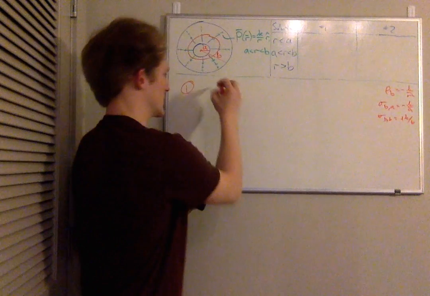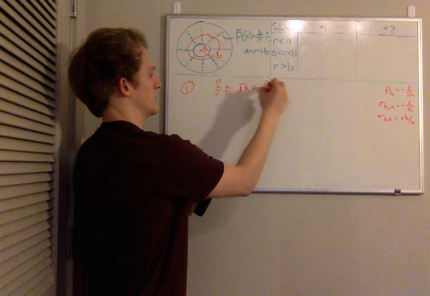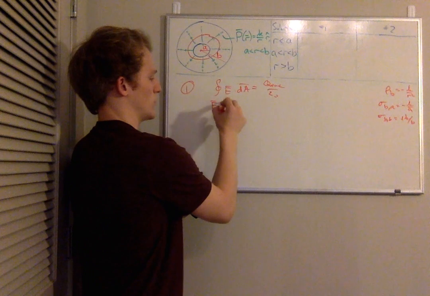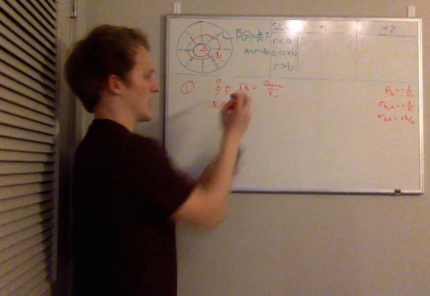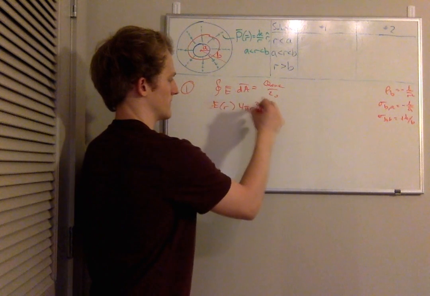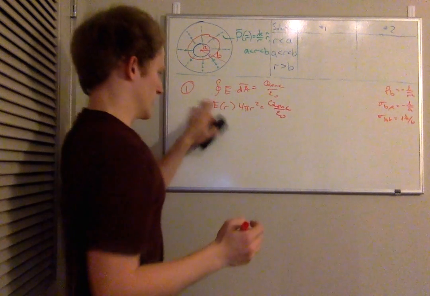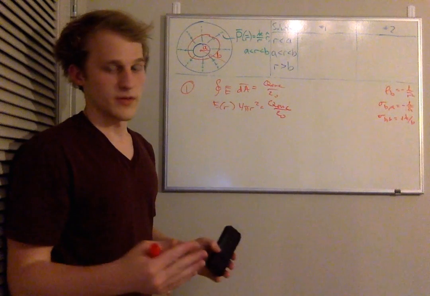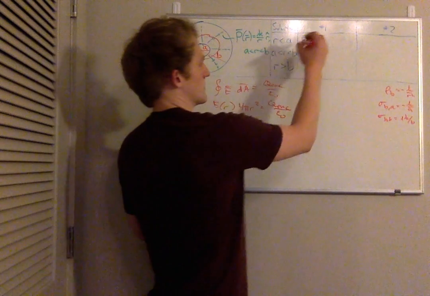So now we can use Gauss's law to find the electric field. Due to spherical symmetry, we can pull the E out of the integral, and now the integral of dA is just the surface area of the sphere, equal to the charge enclosed over epsilon naught. Now, the charge enclosed for r less than a is simply 0 because there is no charge enclosed. So the electric field is going to be 0.